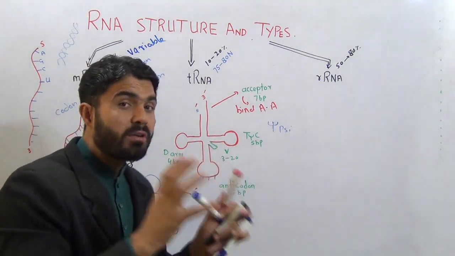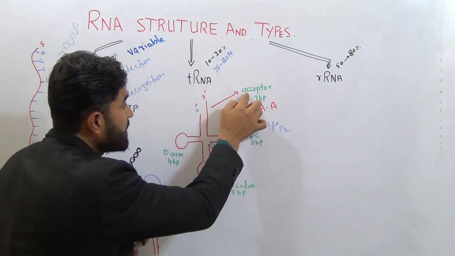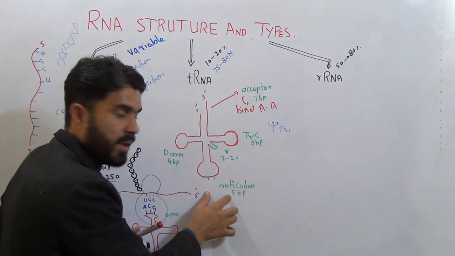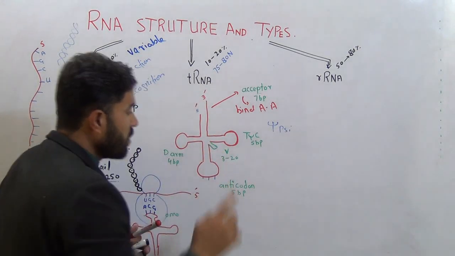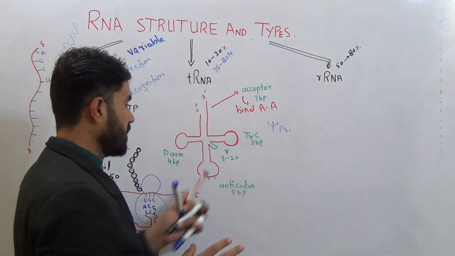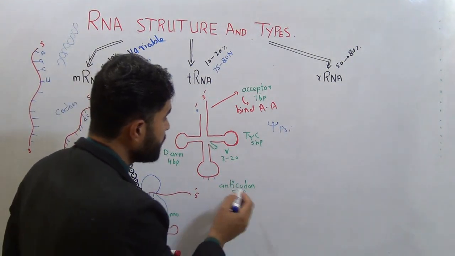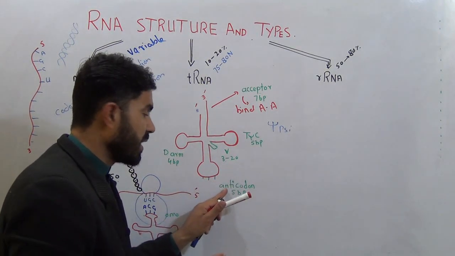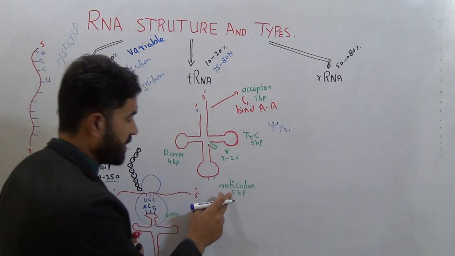The most important function is by 2 arms. Number 1, the acceptor arm and the anticodon arm. These 2 are very important. The anticodon arm contains 5 base pairs, and among these 5 pairs, 3 are called the anticodon.